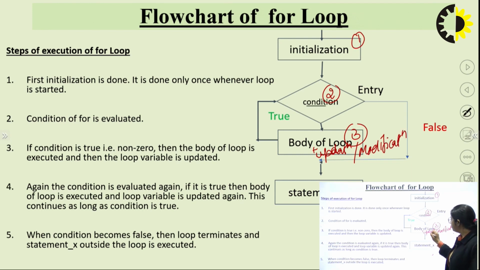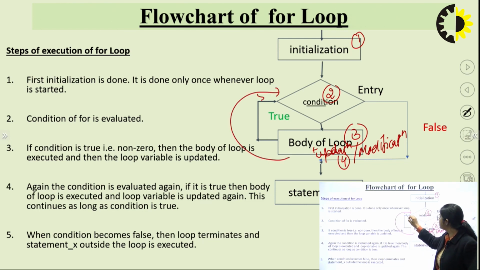Then this is the fourth step. After the fourth step we repeat again. This is the fifth step. So you can easily check, and after this it is false. So the working of the for loop is the same as the while loop.